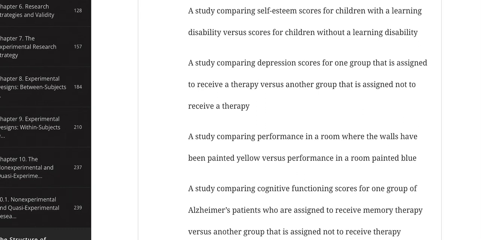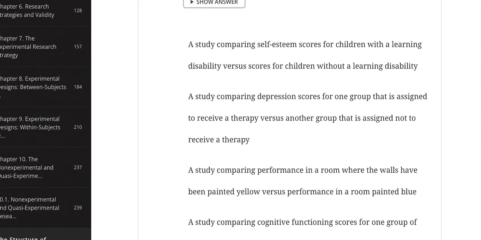And so if you look, the second answer has the same thing. It says a study comparing depression scores for one group that is assigned to receive therapy versus another group that is assigned not to receive therapy. Again, they're assigning people to groups. They're manipulating who is in what group. That is an actual experiment. So if we look at the third answer here, a study comparing performance in a room where the walls have been painted yellow versus performance in a room painted blue. Hopefully you recognize that as an example from the experiments we've talked about. Again, because there's manipulation, right? They are painting the rooms, they're placing them in either a yellow room or a blue room, and so there's manipulation there, and so it is an actual experiment.